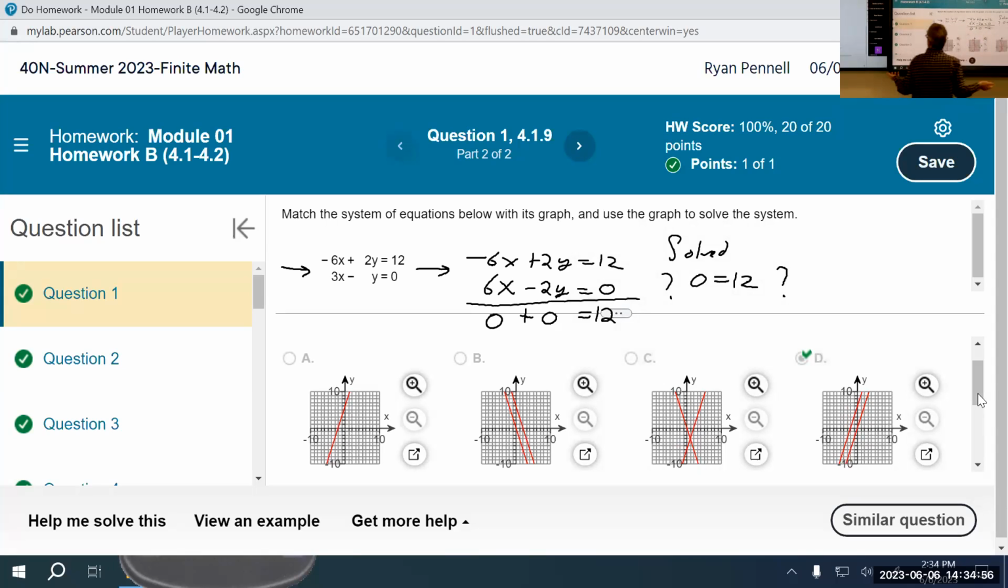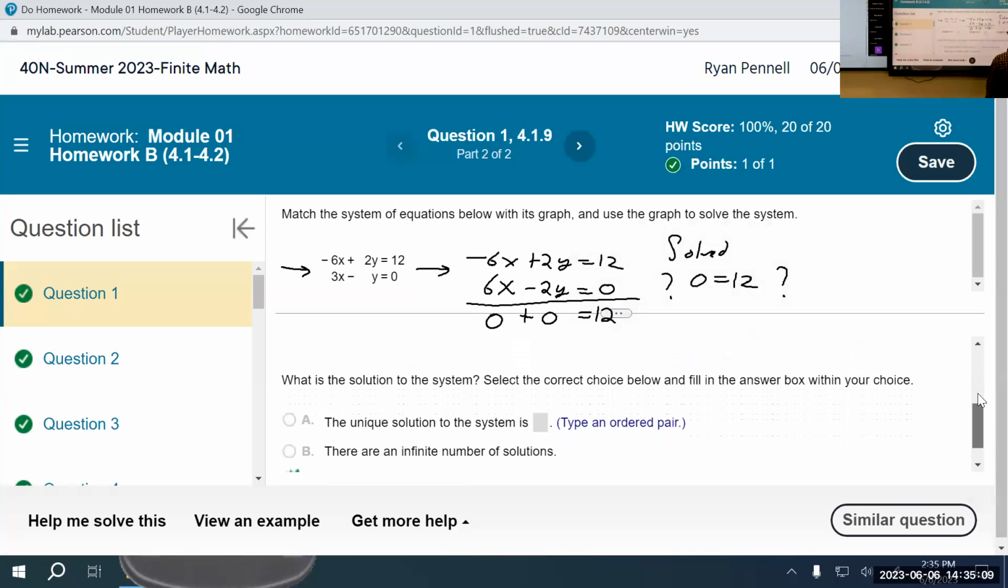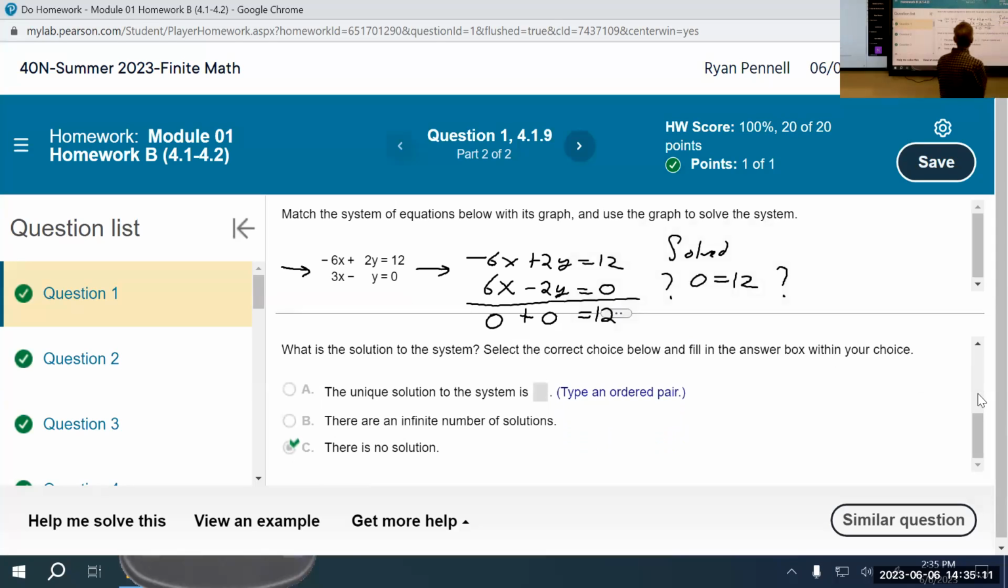And if they intersected somewhere, that would be the solution. But these are parallel, so there is no solution. No solution. And we'll see that in other examples too. So what is the solution to the system? Not just one of them, but to the system. That's where those lines intersect.